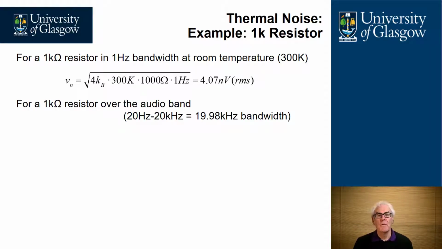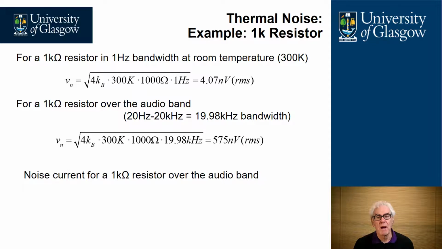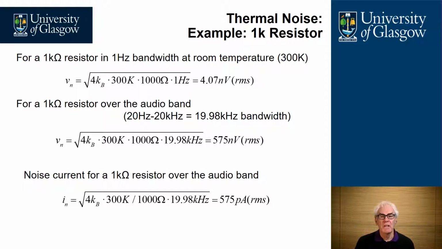If you were to apply a 1k resistor over the audio band, which goes from 20 Hz to 20 kilohertz, which is a 19.98 kilohertz bandwidth, then the same 1k resistor would produce 575 nanovolts RMS. So in a bandwidth of 1 Hertz, it would produce 4.07 nanovolts per root hertz, but in a 20 kilohertz bandwidth, it would produce 575 nanovolts. Relating that to a noise current, the same 1k resistor would generate a noise current of 575 picoamps RMS over the same 20 kilohertz bandwidth.